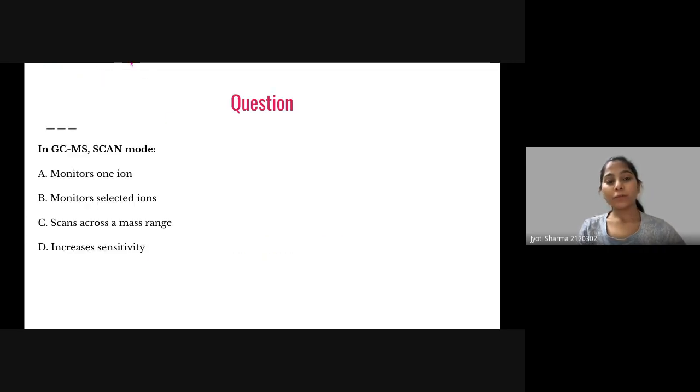Okay, so we have two types of mode in GCMS. The one is the scan mode, and another is the SIM mode. So in scan mode, what do we do? Monitor one ion, monitor selected ion, scan across a mass range, increases sensitivity. We have two modes in GCMS. One is the scan, and another is SIM mode.